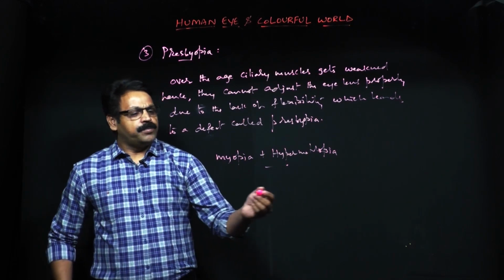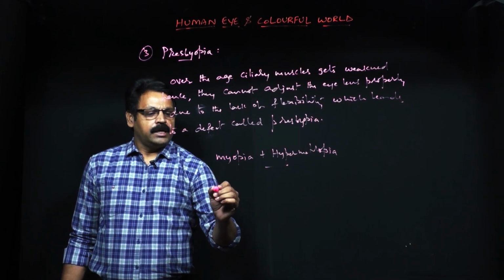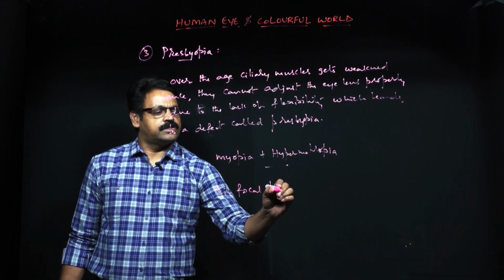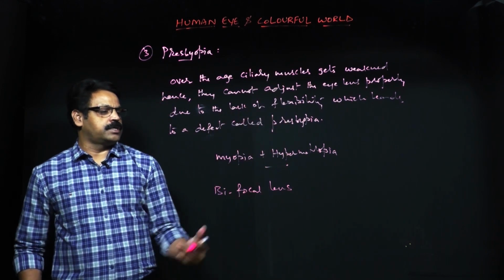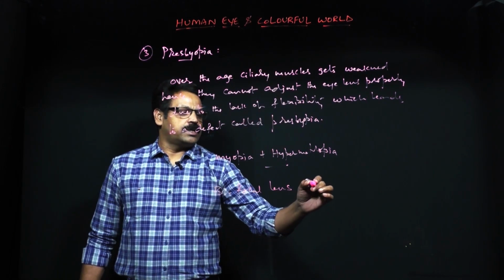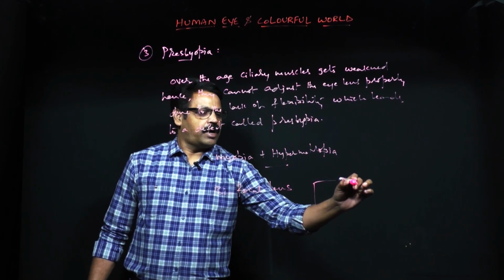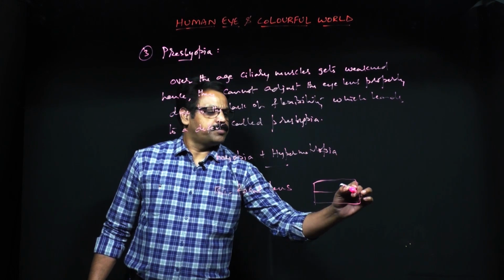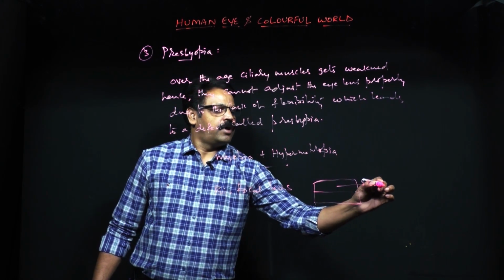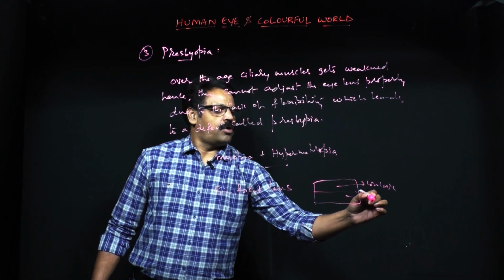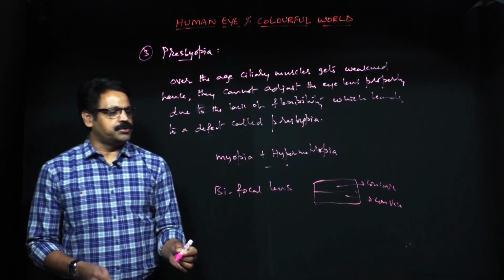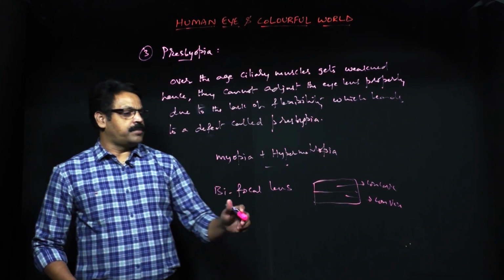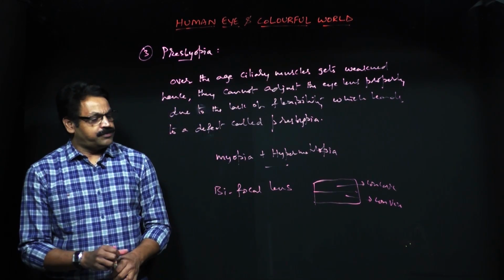In such a case, people need to use bifocal lenses. Bifocal lens, such that the upper portion is concave and the lower portion is convex. That means if you have a lens like this, then it is a bifocal. This portion is going to be concave and this portion is going to be convex. Likewise, they have to use it in order to rectify the presbyopia error. So the presbyopia defect is arising due to the age factor.